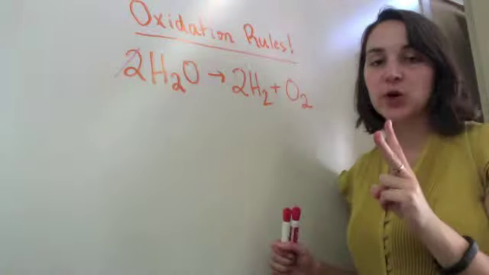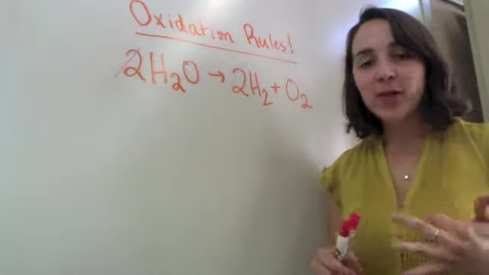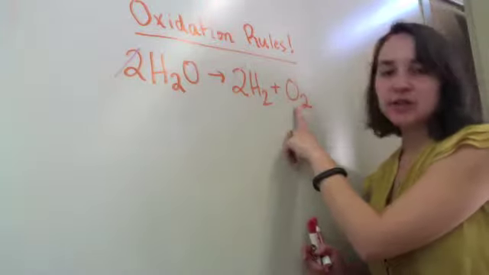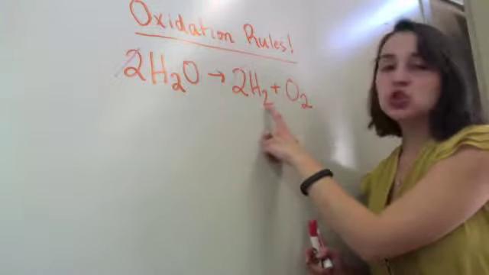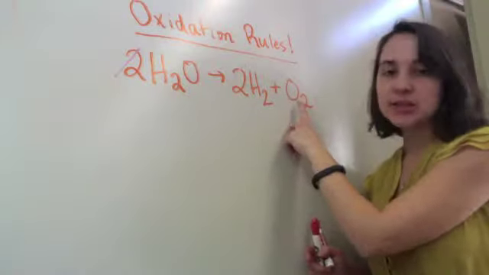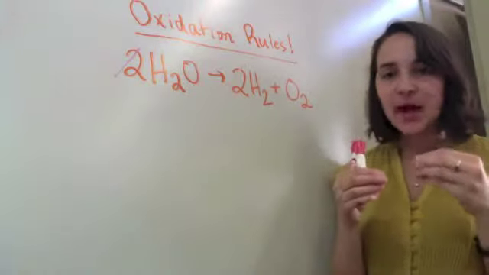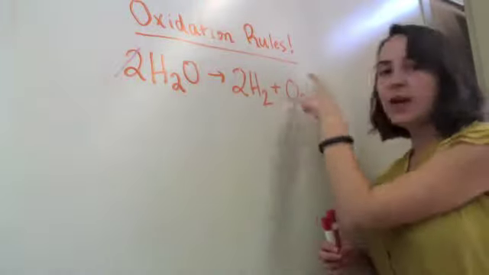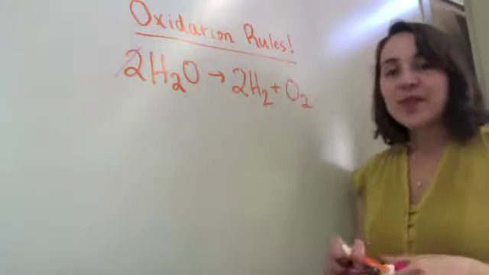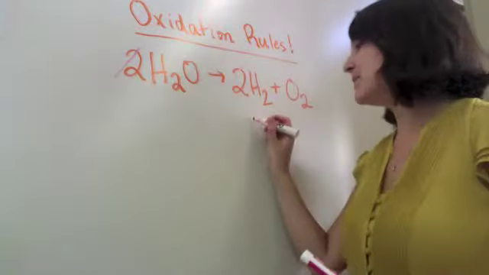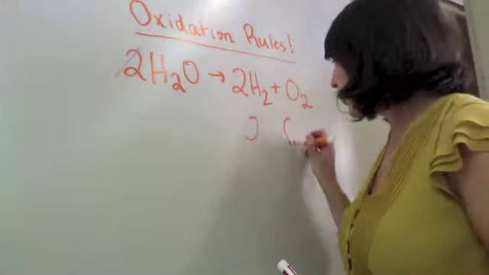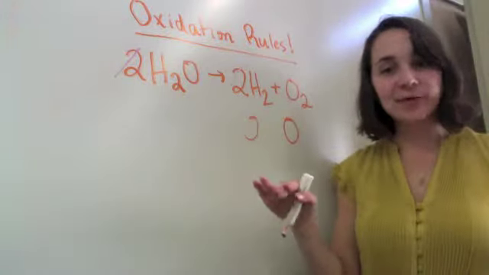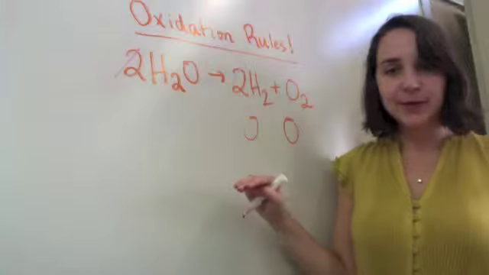So when we look at this, we're ignoring the coefficients. We have two different things going on. I have two elements that are totally by themselves, my hydrogen and my oxygen. Even though there's two hydrogens and two oxygens, because the element itself is alone, only hydrogens or only oxygens, then I know that my oxidation states are going to be 0 for both. 0 for both my hydrogen by itself and oxygen by itself.